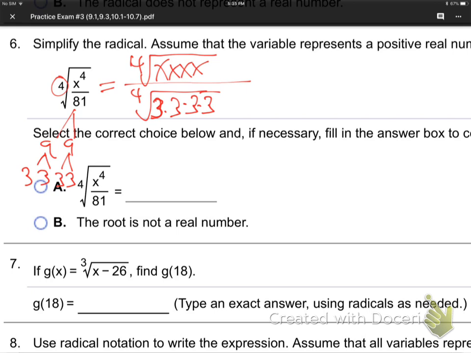Okay, let's do the shipping here. 4 x's in, 1 x out. 4 3's in, 1 3 out. That's it. X over 3. Nothing's left in any roots, so the roots both vanish. It's just x over 3.